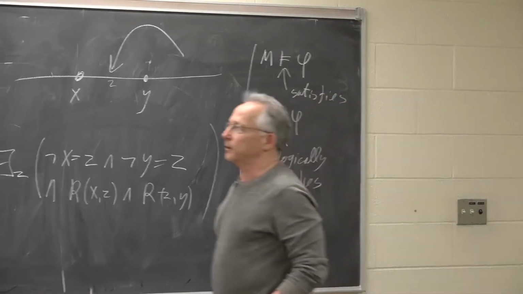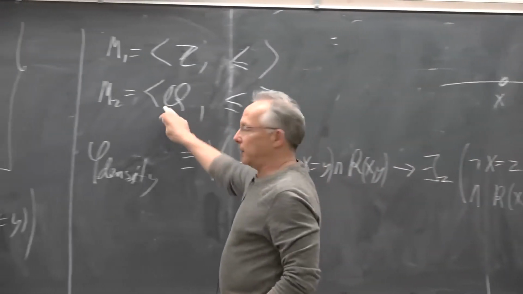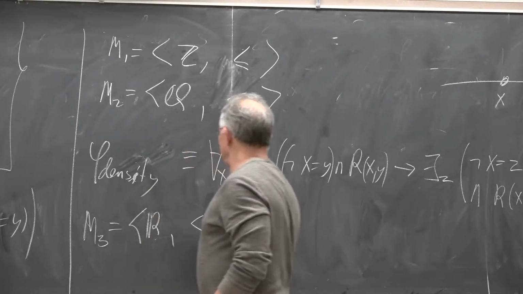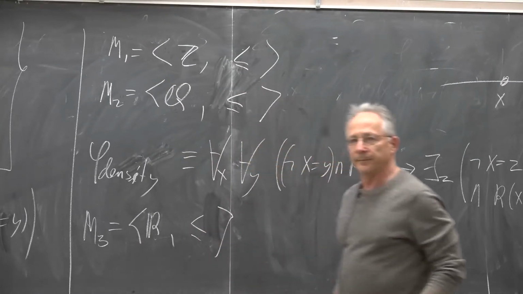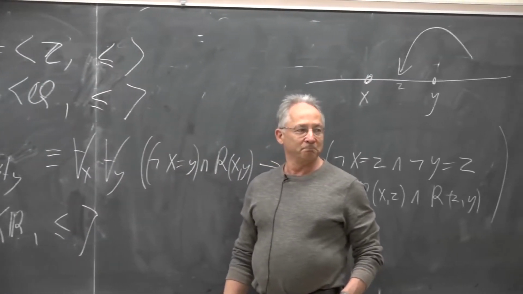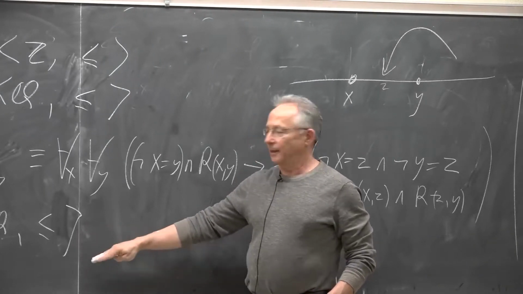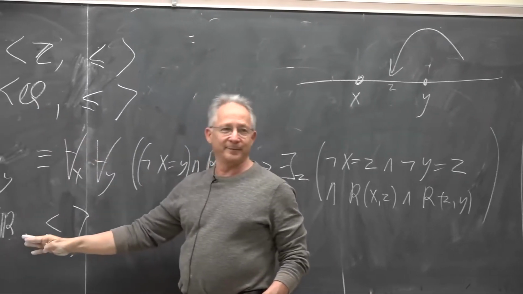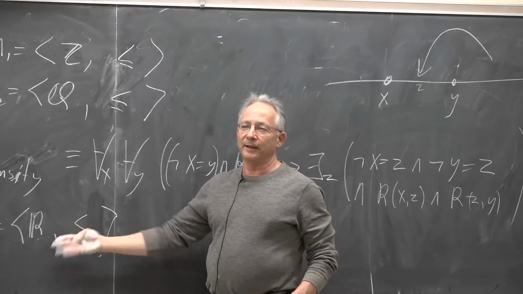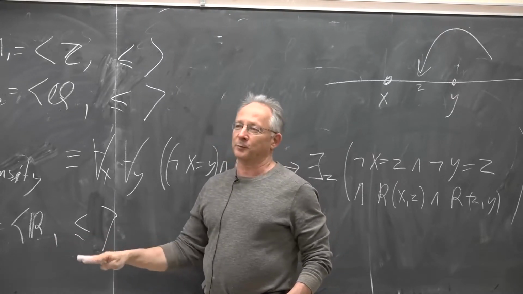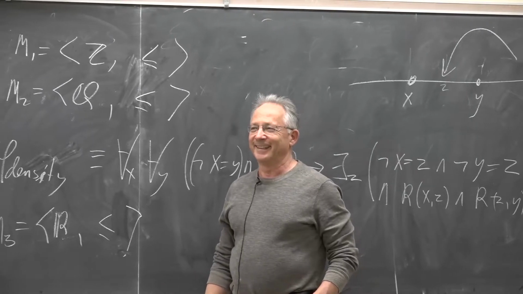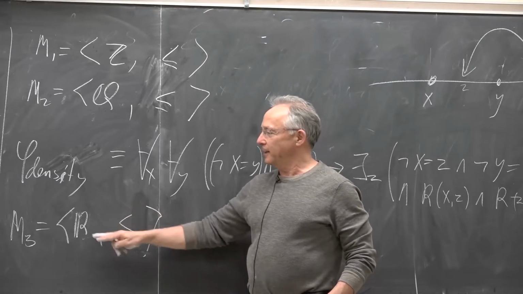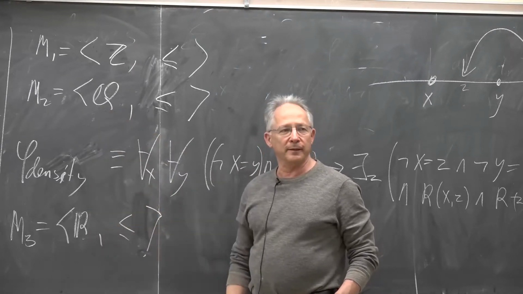And can I, in this language, distinguish between this structure and M3, which here I will take the real numbers, and the ordering on the real numbers? You see what I'm trying to do now? I'm trying to say, is there any property of the ordering that distinguishes the rationals from the reals. It turns out that there is such a property, but we cannot express it in first-order logic. How many of you know what the difference is between the ordering of the rationals and the ordering of the reals?